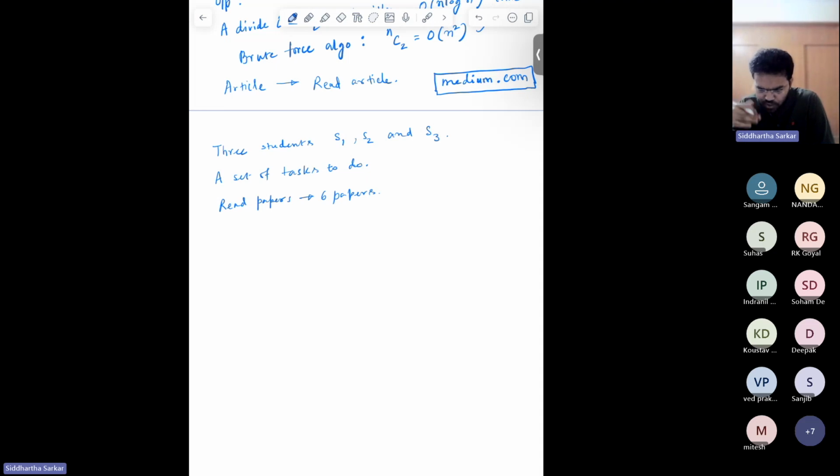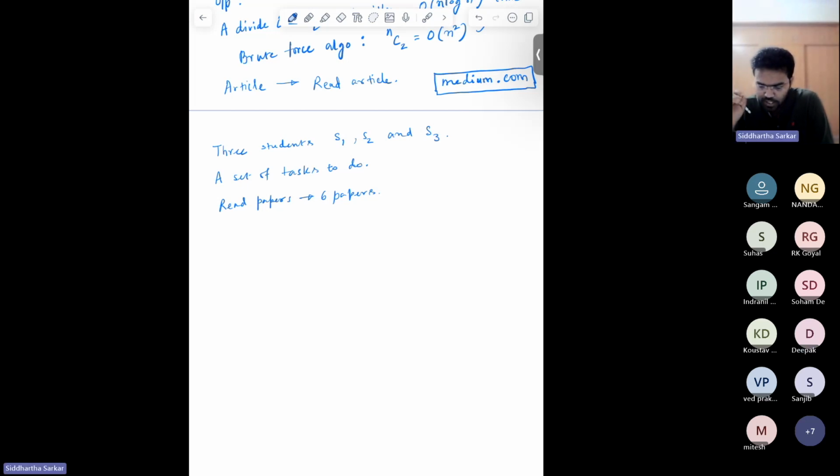And they want to distribute the reading so that everybody doesn't have to read all the papers. They want to distribute it so that later they can meet and discuss, and that way they will be able to minimize the workload, or rather distribute the workload among themselves.